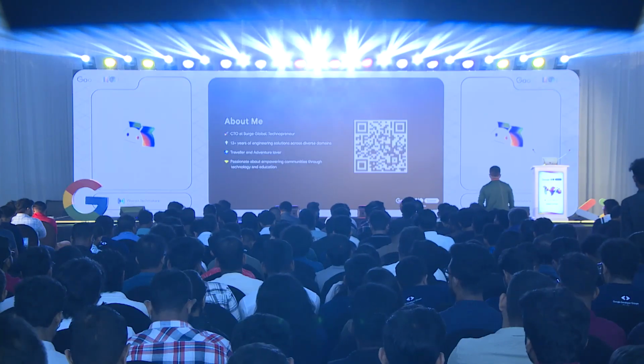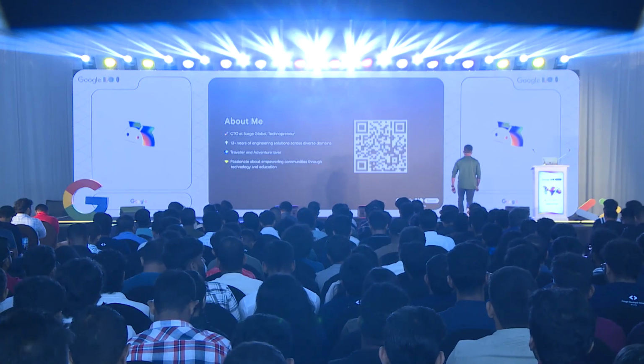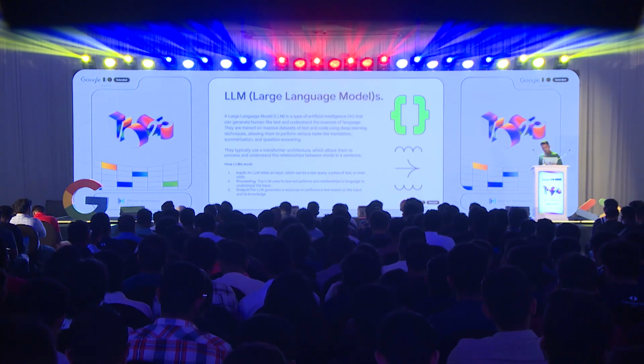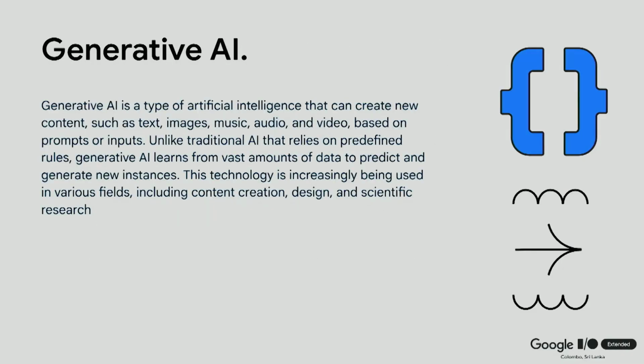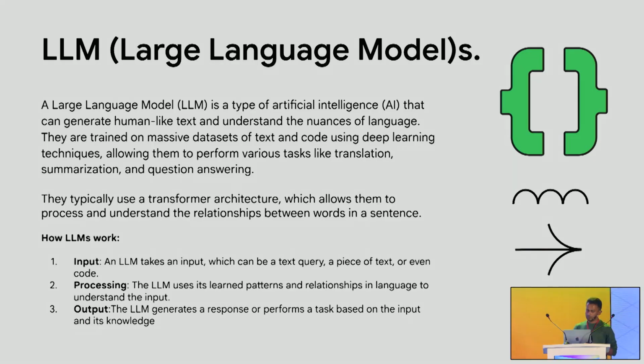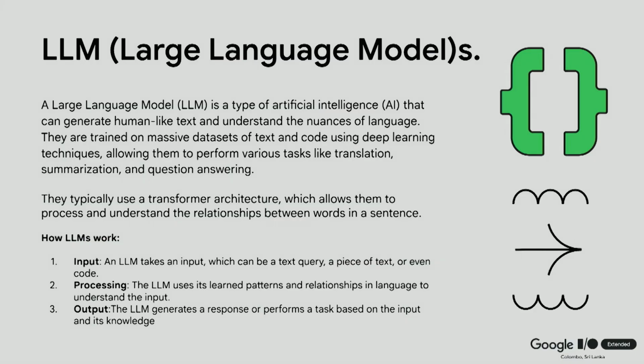Fine. Let's quickly see the definitions. As you said, I'll start with LLM, because Gen AI we just talked about. An LLM is an AI that can generate human-like text and understand the nuances of language. This is the basic definition, and it requires an input. It takes an input, which can be a piece of text or a query, or even images, any sort of input, and then it processes the text, finds the closest match using its own matching algorithms, and then outputs the response.